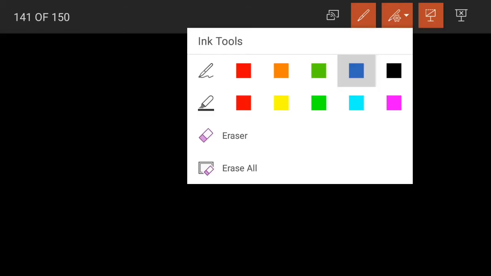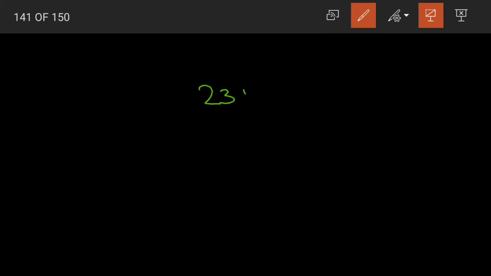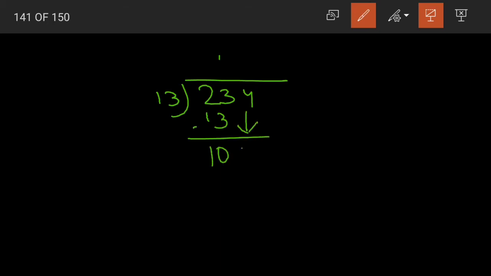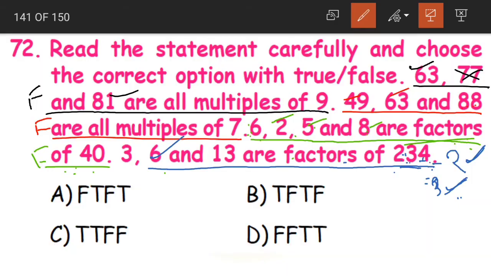Now coming to the divisibility by 13, let us divide and see whether it divides or not. We have 13 ones are 13, and when we subtract, 10 is remaining, 4 brought down, 13 eights are 104. Yes, the remainder is 0. So 13 is a factor. 13 and 6 both are factors of 234. Yes children. So that is why statement 4 is true.